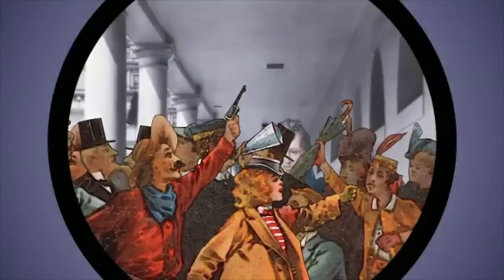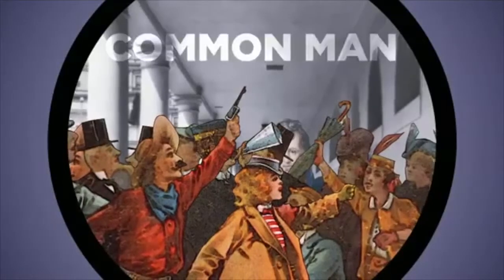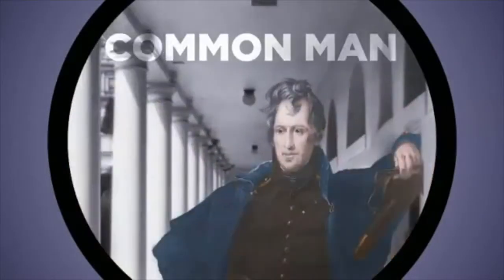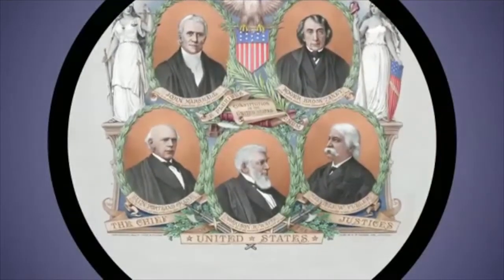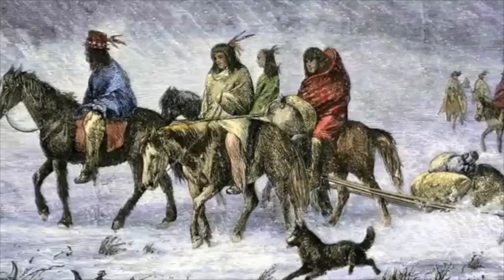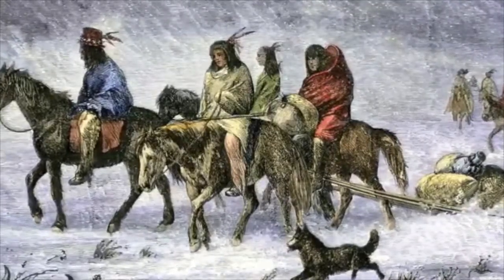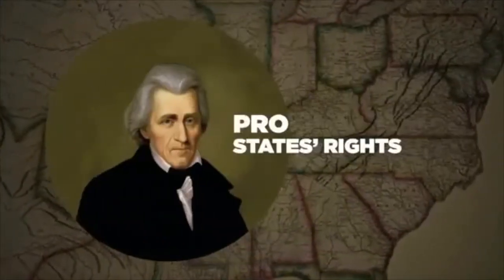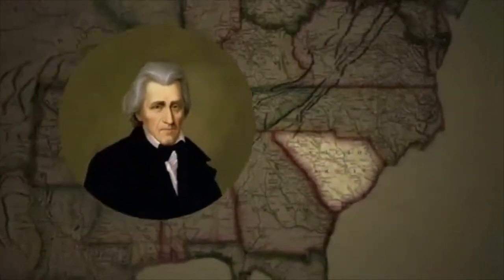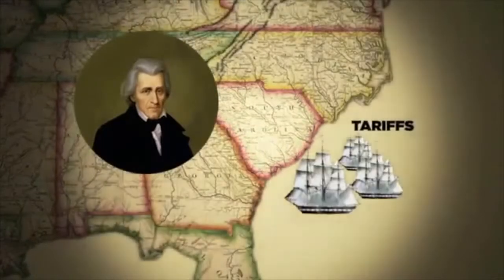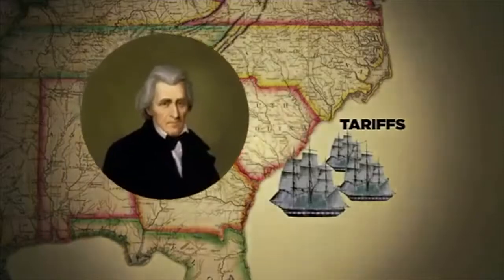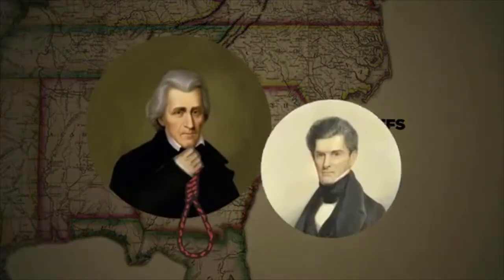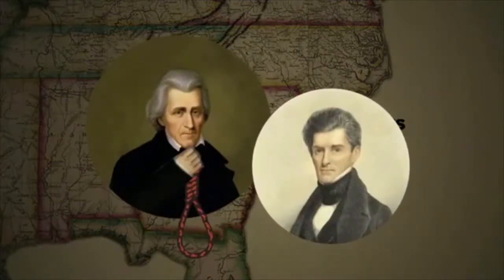The trouble was that Jackson's definition of a common man was, well, usually a white guy who had a lot in common with him. Even though the Supreme Court had ruled in favor of Cherokee rights, Jackson authorized the Indian Removal Act, forcing tens of thousands of Native Americans to leave their land. Jackson was also a strong supporter of states' rights, in theory. But when the citizens of South Carolina refused to follow federal laws on tariffs because they saw the tariffs as unfair, Jackson immediately threatened to hang their leader, his own vice president, John Calhoun.